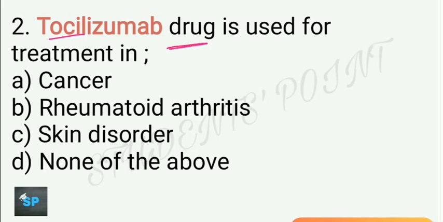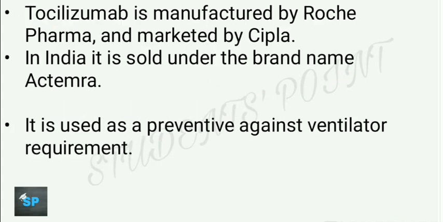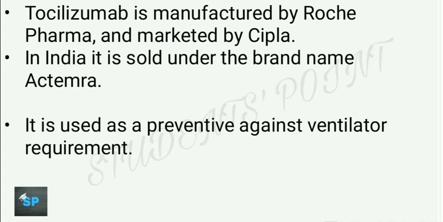Tocilizumab, which is a drug, is used for treatment in? So this tocilizumab is a drug which is used for treatment in rheumatoid arthritis. So here B is the right answer. This drug is manufactured by Roche Pharma and is marketed by Cipla. In India, it is sold under the brand name of Actemra. It is used as a preventive against ventilator requirements for patients of COVID-19. This drug is very costly, but the government is providing it for free.